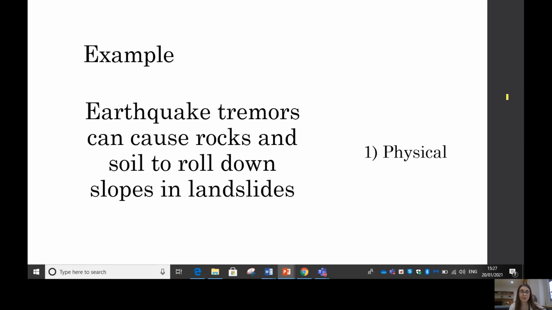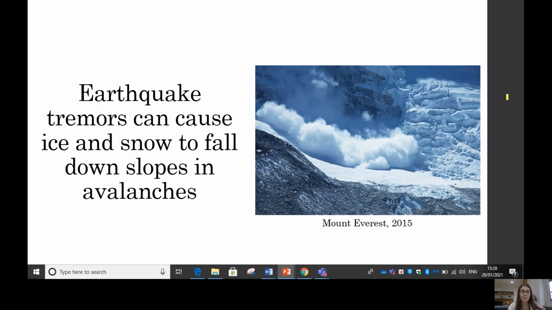Okay, let's get ready. We're going to move on. So this is your number 1. Earthquake tremors can cause ice and snow to fall down slopes in avalanches. Is it a human effect or a physical effect of earthquakes? Pause me now.